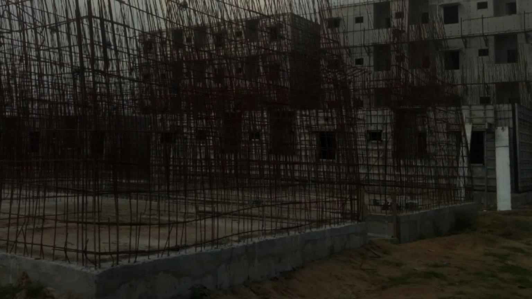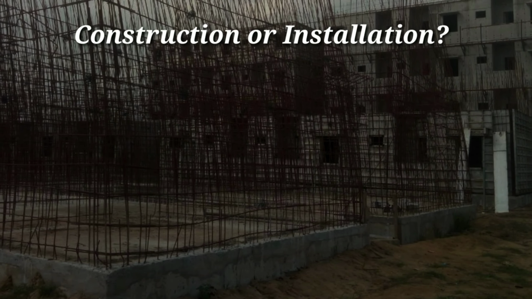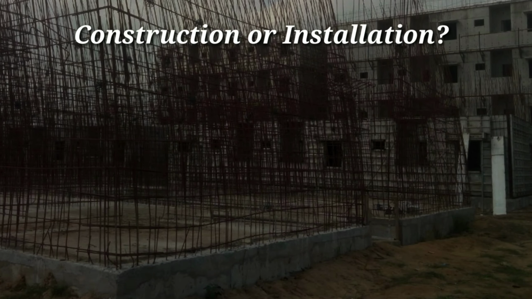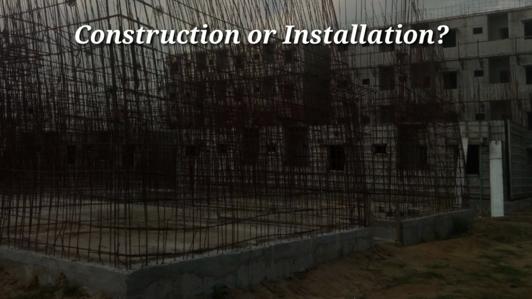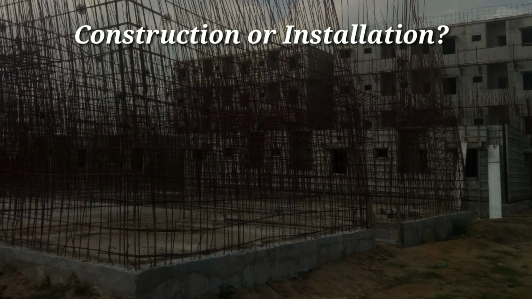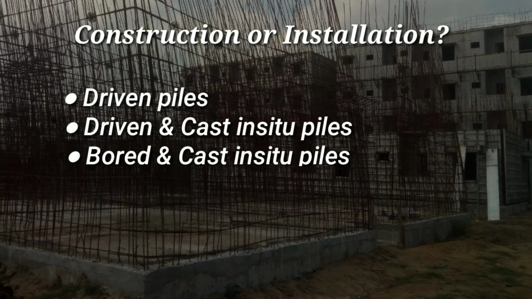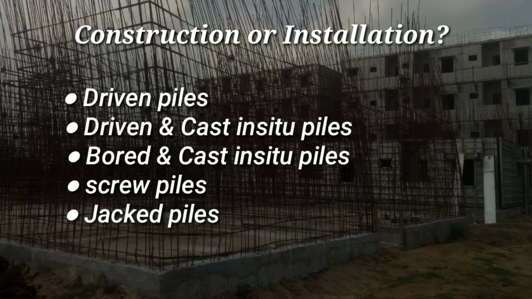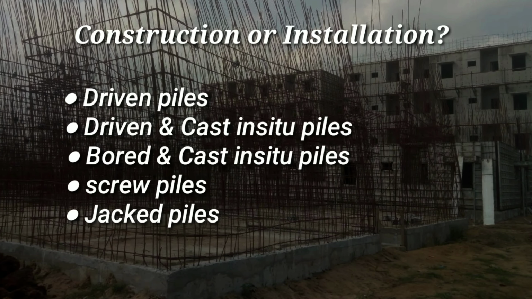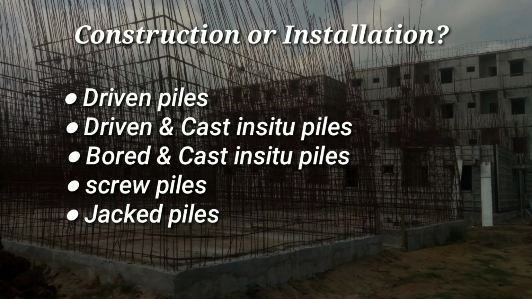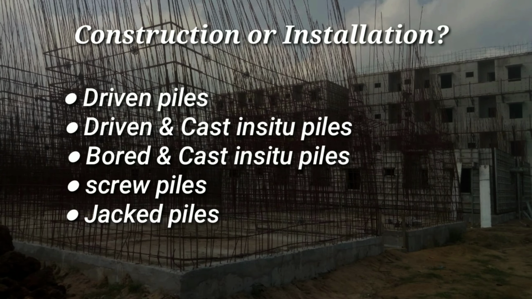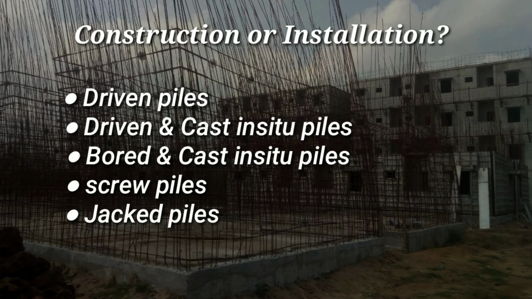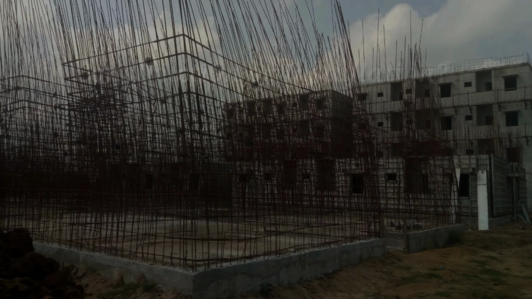Next classification is on construction. Based on the method of construction, piles may be classified into five categories: driven piles and cast in situ piles, bored cast in situ piles, screw piles, jack piles. These driven piles are also called driven and precast piles.